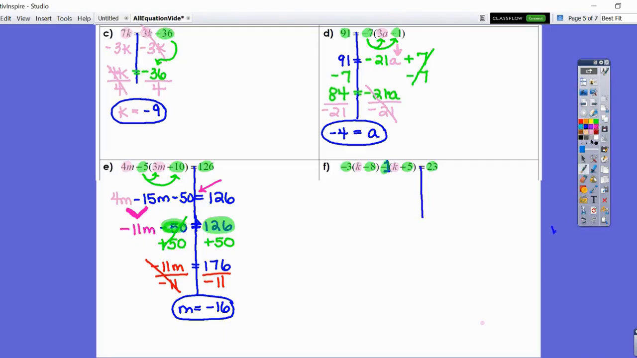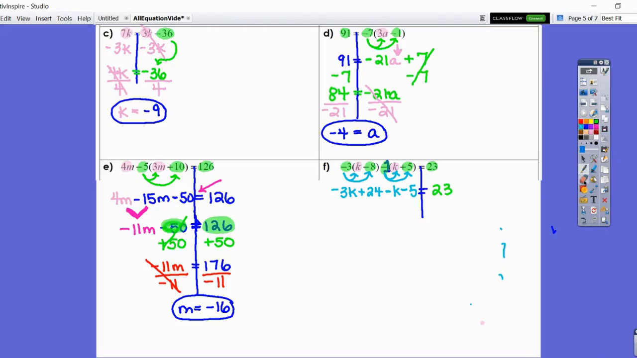Negative 3 times k comes out to be a negative 3k. And then negative 3 times negative 8 comes out to be a positive 24. Negative 1 times k is going to be a negative k. And negative 1 times a positive 5 is negative 5. From here, that equals my 23 on the right side.